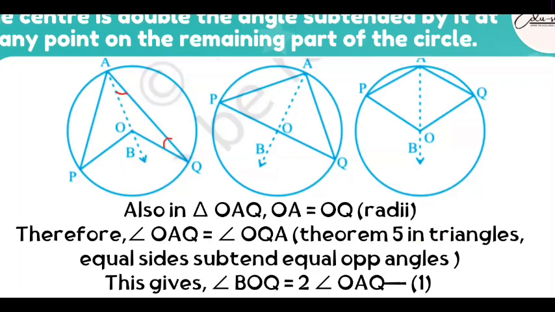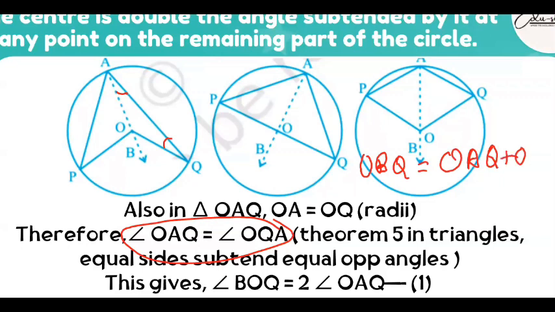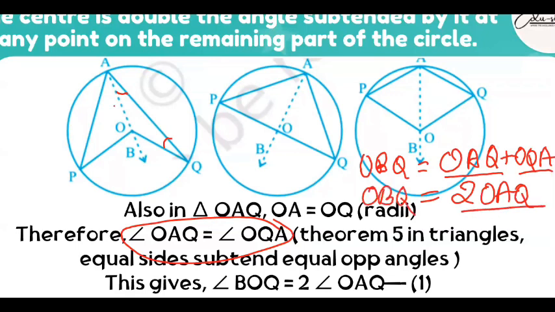Fine. If OAQ is equal to OQA, can we not apply this in the statement that we made at first? What was the statement? BOQ is equal to OAQ plus OQA, is it not right? Yes. Instead of OAQ and OQA, can we not write just 2 times OAQ? Yes, right? So BOQ is 2 times OAQ. Why is it so? Because we have just proved this is a radius, this is a radius, and these angles are equal. So BOQ, or QOB, is nothing but 2 times OAQ.